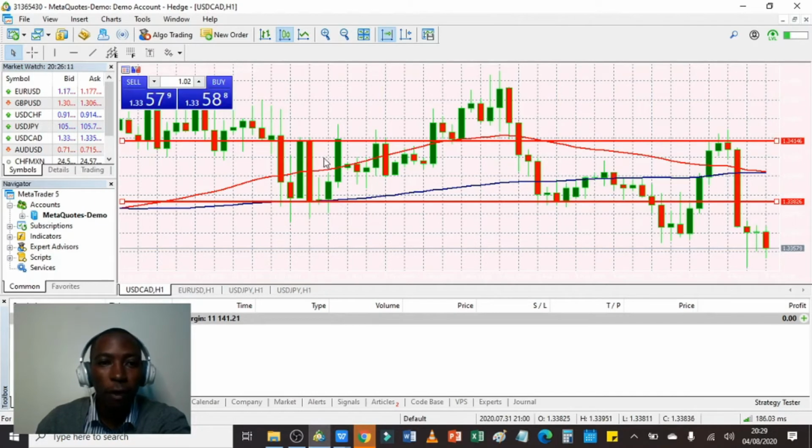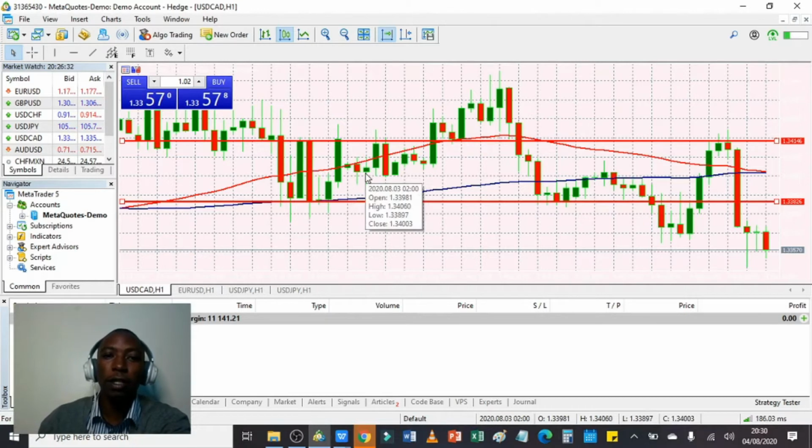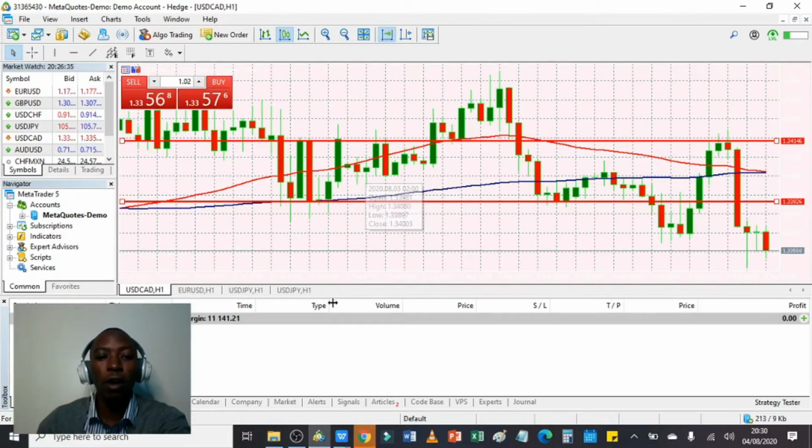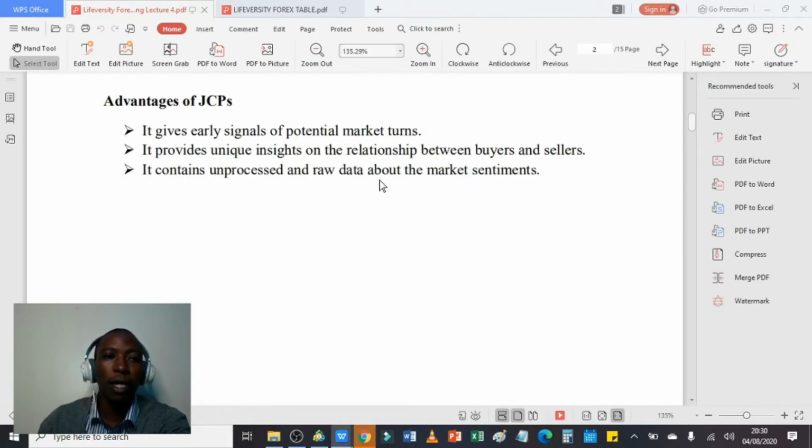You can see we have long and short candles, like this candle over here where I'm just pointing with the arrow. You can see it's very long, a bearish candle that is long. And then we have smaller candles like this one over here. So the long candle indicates high buying or selling pressure or volatility, and a small candle indicates low buying or selling pressure or low volatility. That is the main difference between these Japanese candlestick patterns.